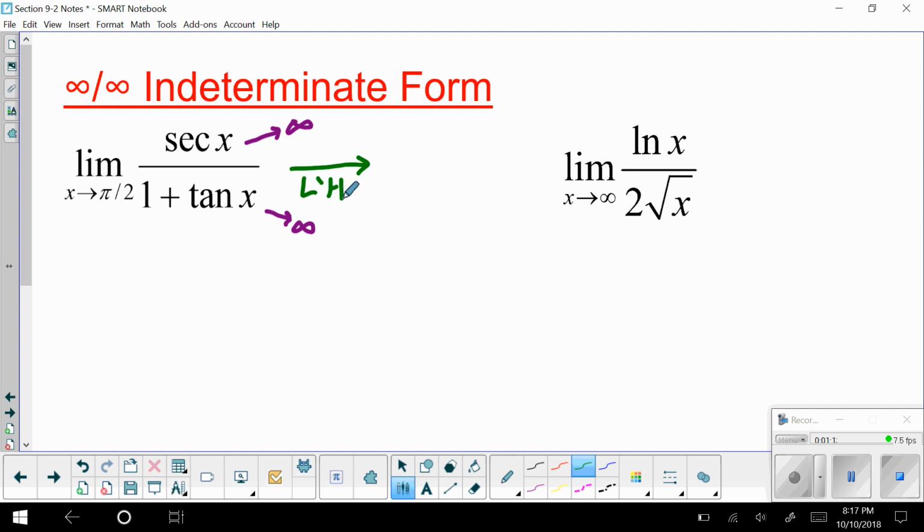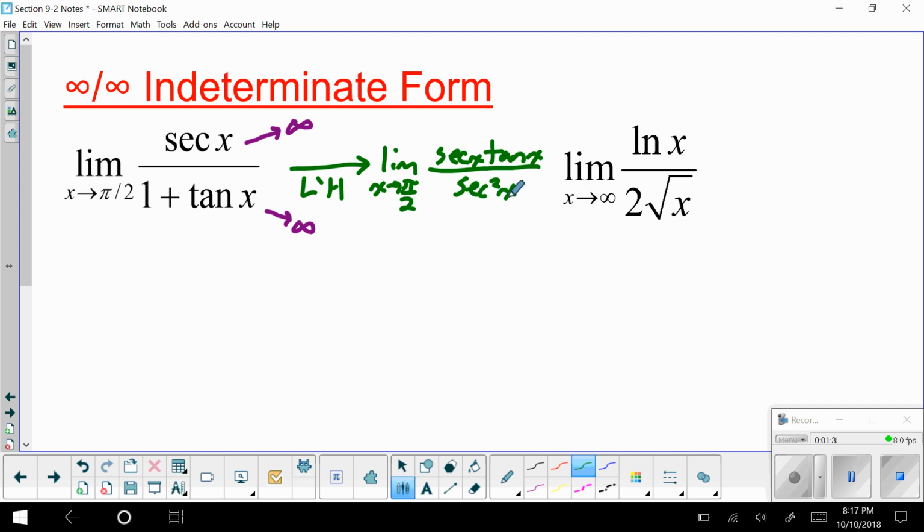So I'm going to indicate I'm using L'Hopital's rule with a limit as x approaches pi over 2. Still haven't evaluated that yet. And then I work on my derivatives. So that's going to be secant x tangent x. On the bottom, derivative of 1 is 0. Derivative of tangent is secant squared.